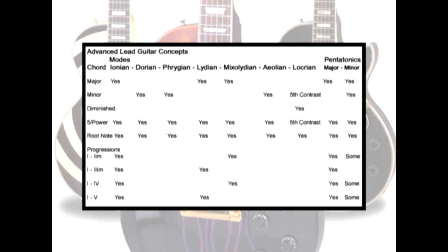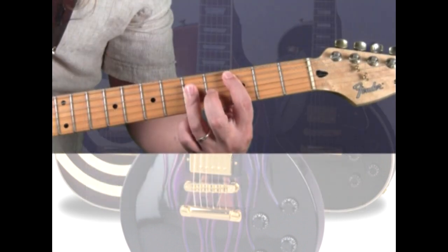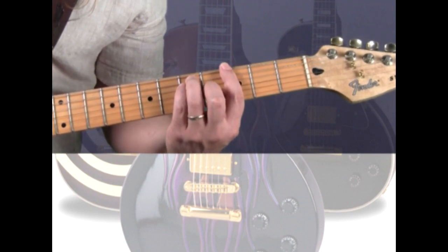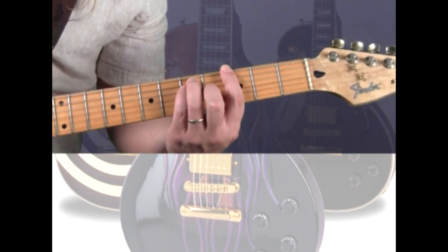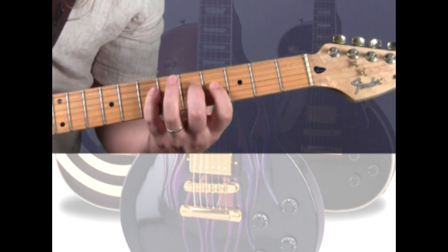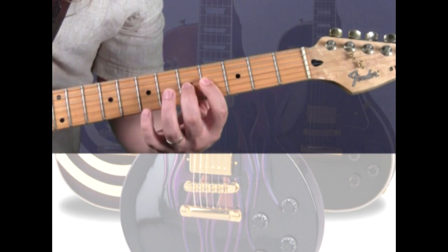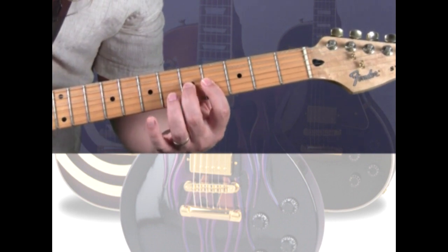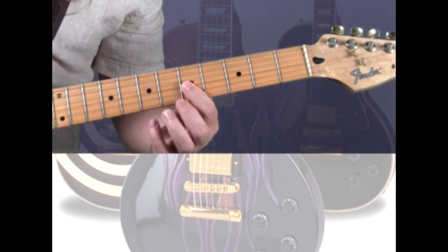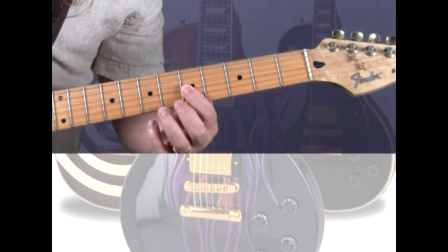A 1-5 progression shares the same notes as the Ionian and Lydian modes, major pentatonic and sometimes minor pentatonic. In the key of C, that would be C to G major, and for the lead, Ionian, Lydian, major pentatonic, and sometimes you could sneak in the minor pentatonic.